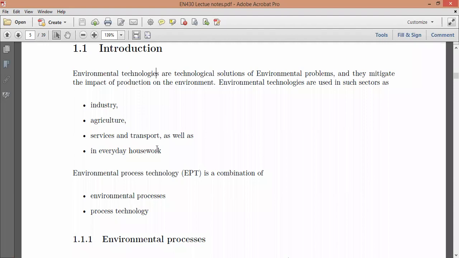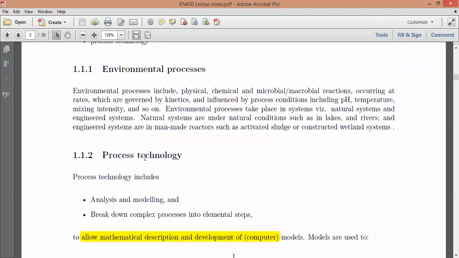and find optimum ways of running that process, as well as putting up those environmental processes, ensuring that these processes are not negatively affecting the environment. So which environmental processes are we talking about? Environmental processes include physical, chemical, microbial or macrobial reactions occurring at rates which are governed by kinetics and influenced by process conditions, including pH, temperature, mixing intensity, and so on.